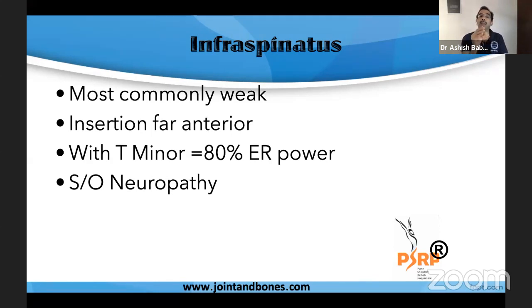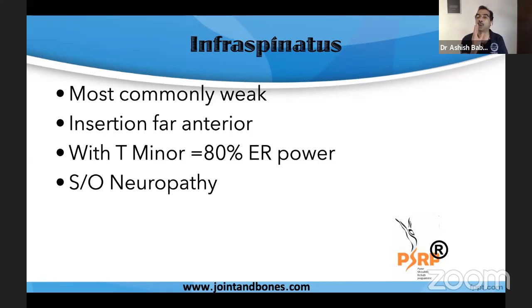Coming to infraspinatus, it is most commonly weak collectively amongst the patients. Often there's a wasting. The insertion of the infraspinatus is far anterior, and by virtue of that insertion, where it crosses the supraspinatus and inserts laterally and not only posteriorly, is very interesting because it gives it additional capacity to do more than external rotation. In combination with the teres minor, it can provide 80% of the external rotation power in the shoulder. And so all the other muscles are contributing very little.